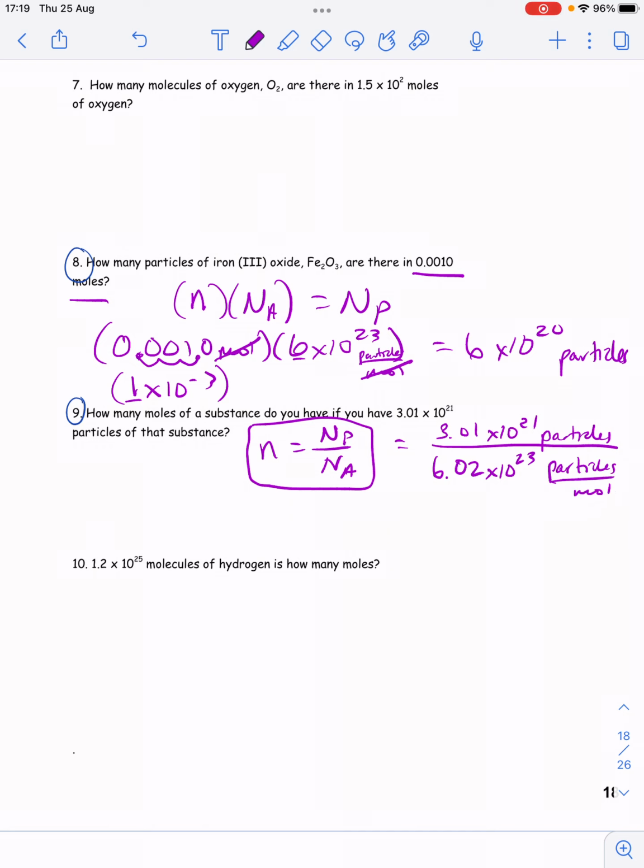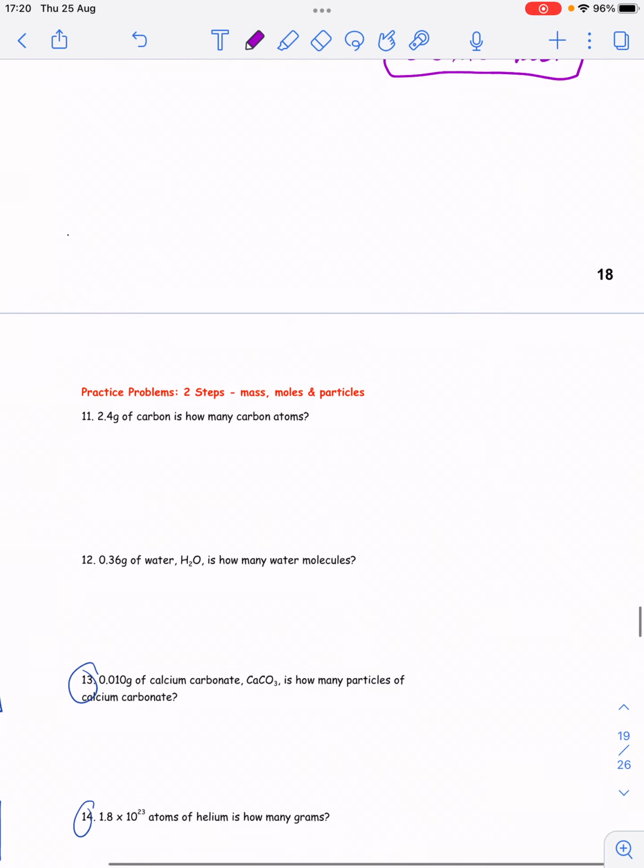And remember, on paper 1, there shouldn't be any tricky division. So if it's not easily divisible, then you're probably making a mistake. I can see right off the bat that 3.01 is half of 6.02. So I've got 0.5 here. But I still have these guys to deal with. And so 10 to the 21 on top, 10 to the 23 on bottom, that's 10 to the minus 2. I subtract exponents when I divide. So I've got 0.5 times 10 to the minus 2 moles, or I've got 5 times 10 to the minus 3 moles. That's the answer to 9.